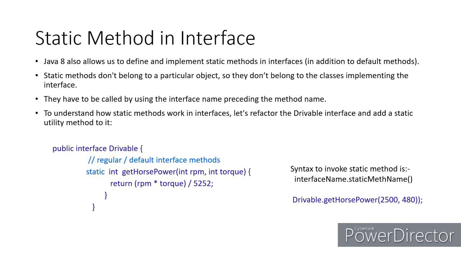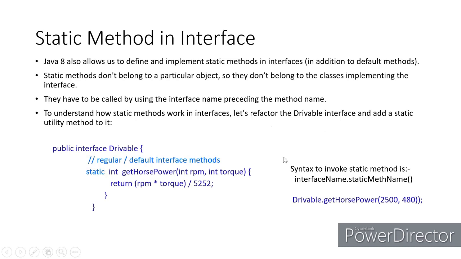Be it a car or a bike or a bus, anything which is drivable should be able to show how much power it is generating. So I have added a utility method called getHorsePower. This is a common utility method which all implementation classes should have. I have implemented it over here, and moreover I have made it static because it does not belong to any specific object implementation. It belongs to a general level, so it belongs to an interface instead of the object.